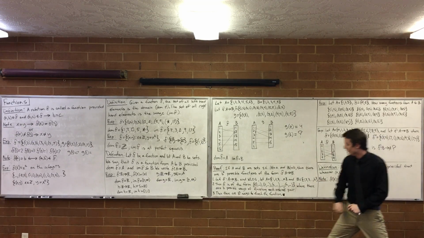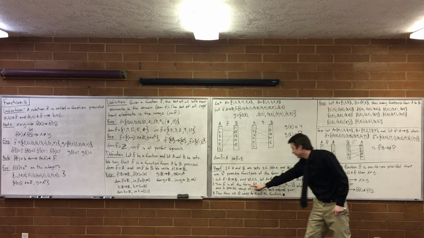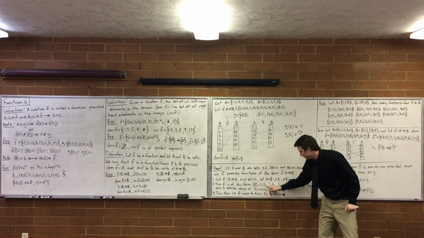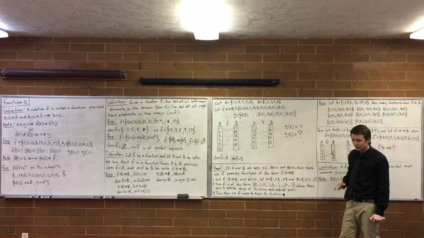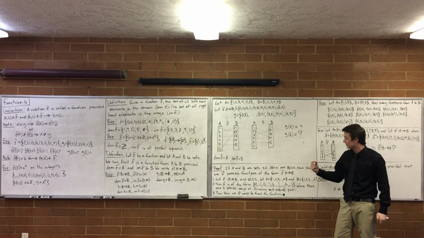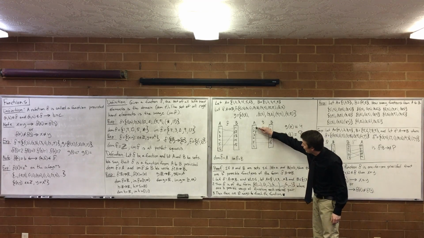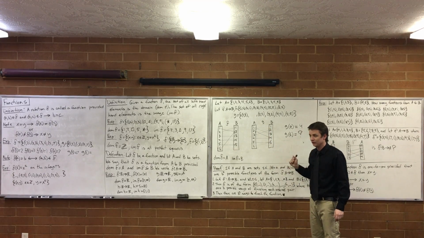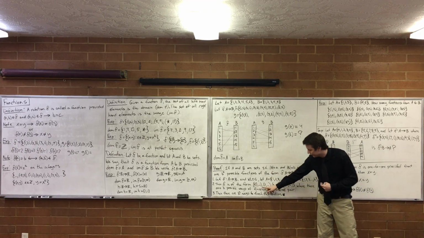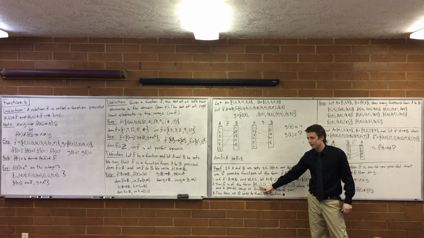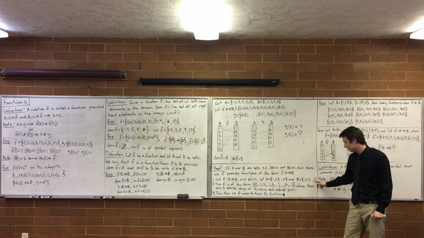Then F is of the form: 1 has to go to something, 2 has to go to something, 3 has to go to something, all the way to A has to go to something. F has to use everything in the domain. It has to map every single thing to something to be a function from A to B. So now how many ways can we fill this in? How many options do I have for what I can put there? I have B options.